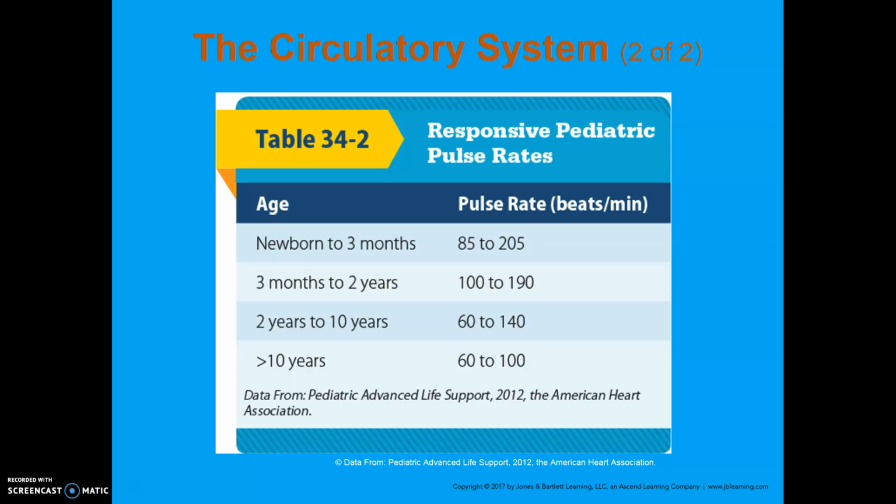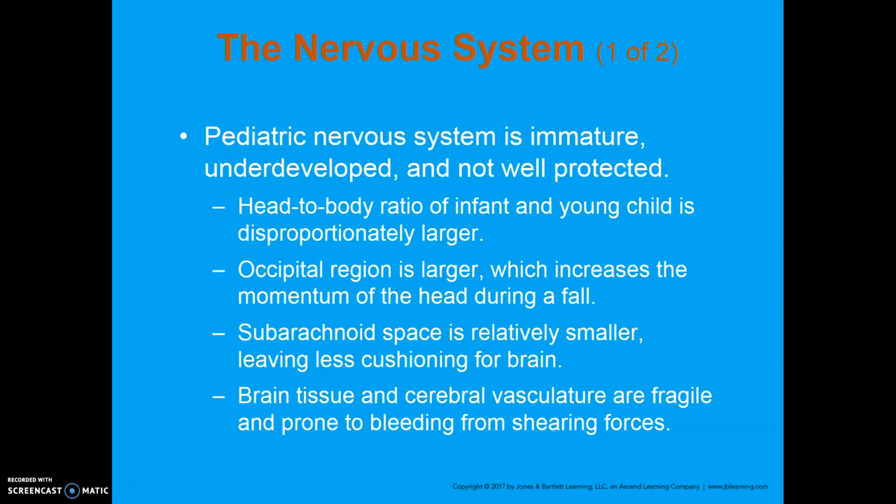Here's a normal table of pulse rates for the different age groups. The nervous system. Compared to an adult, the nervous system is immature, underdeveloped, and not well protected. The head-to-body ratio of an infant or young child is disproportionately larger, which makes them more prone to head injuries from falls or motor vehicle crashes.